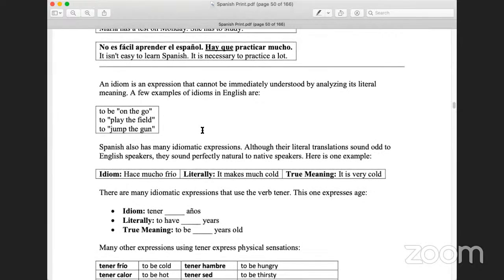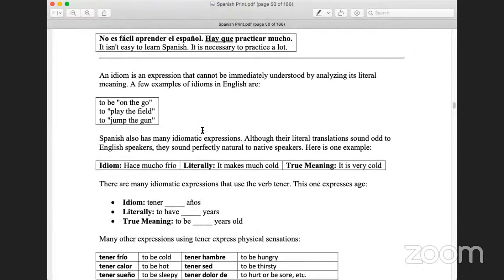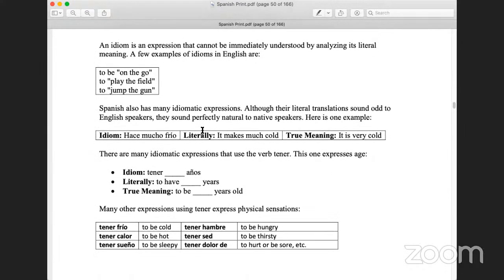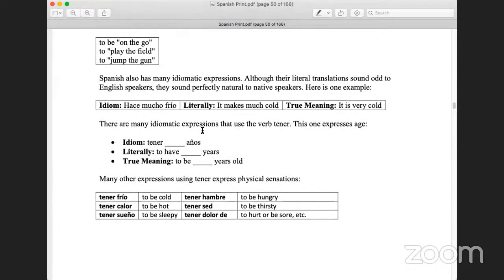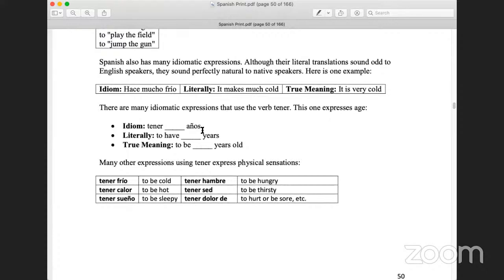An idiom is an expression that cannot be immediately understood by analyzing its literal meaning. A few examples of idioms in English are to be on the go, to play the field, to jump the gun. Spanish also has many idiomatic expressions, although their literal translation sounds odd to English speakers. They sound perfectly natural to native speakers. Here's one example. Idiom, hace mucho frío. Literally, it makes much cold. True meaning, it is very cold. So that's how you say it is very cold, okay?